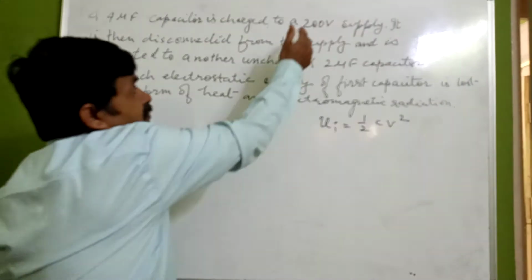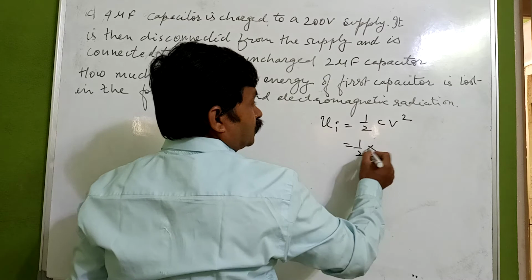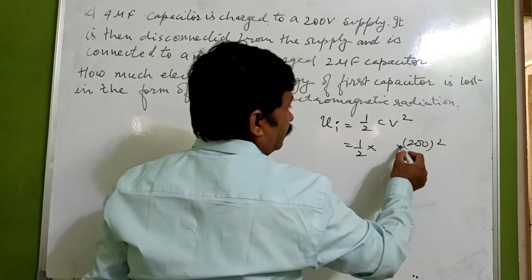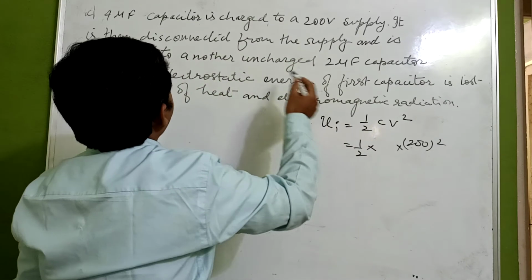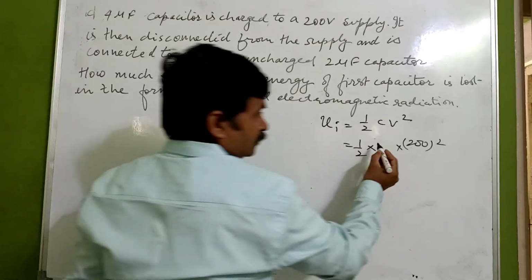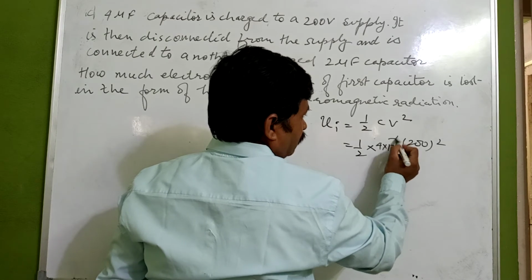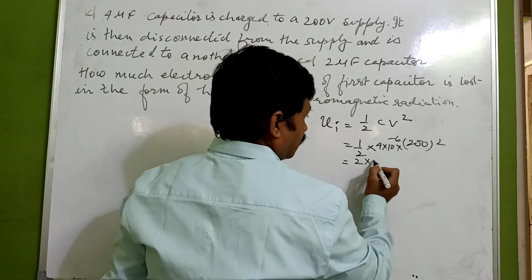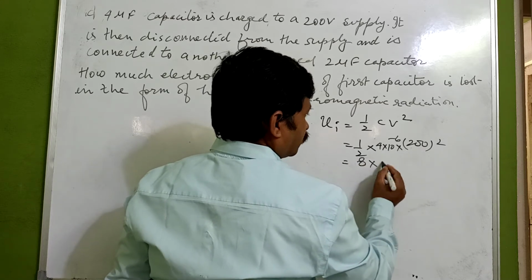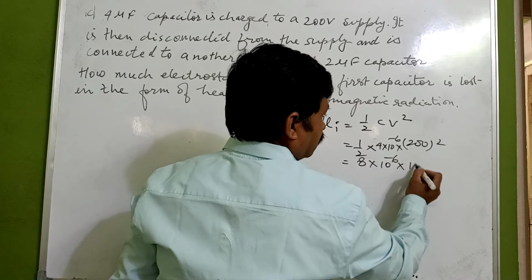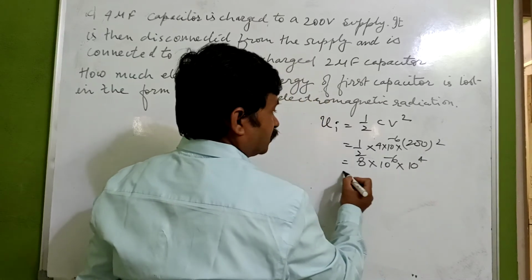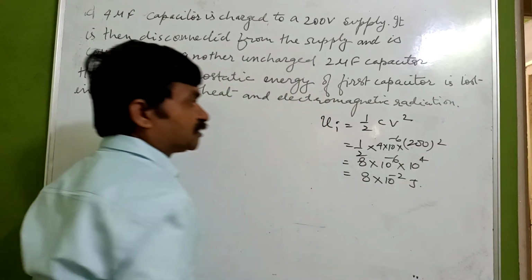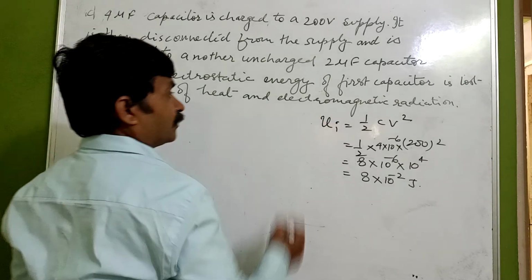Now V is given to us, that is 1 upon 2, that is 200 squared, and the capacitance which we have, that is 4 microfarad, means 4 into 10 raised to the power minus 6. So it will be 2 into 4, that is going to be 8. 8 into 10 raised to the power minus 6, and here we are having 10 raised to the power 4. Means 8 into 10 raised to the power minus 2 joule. This is the initial energy which we are having of the capacitor.